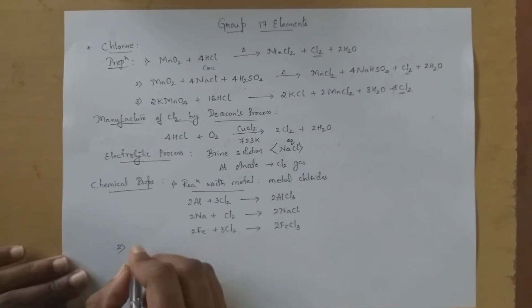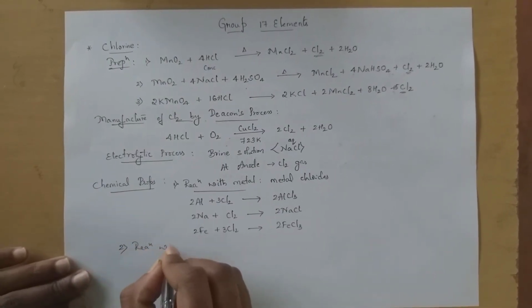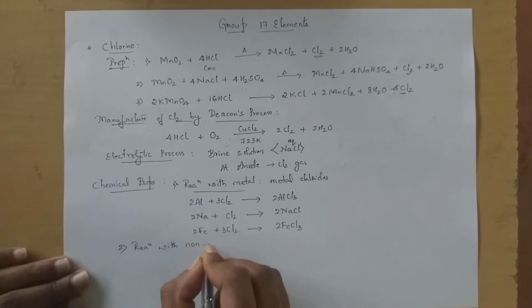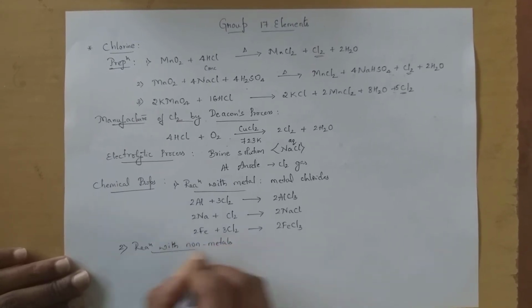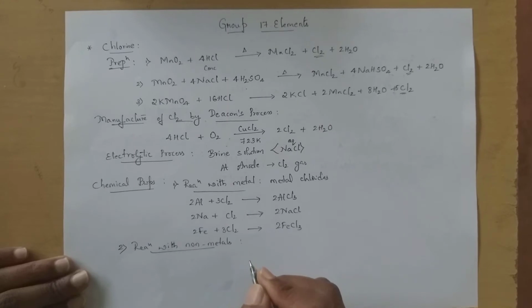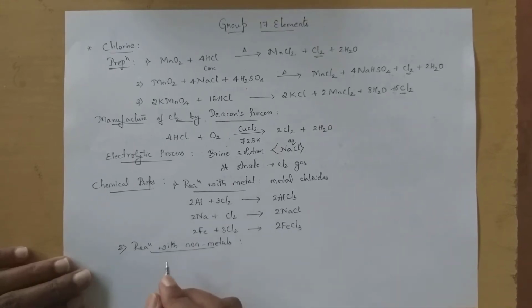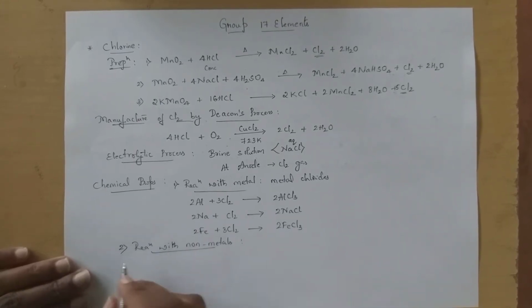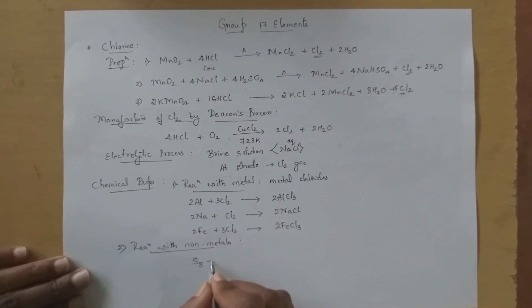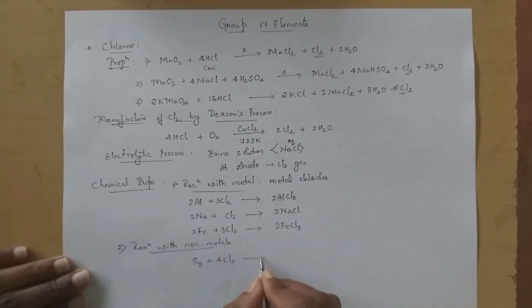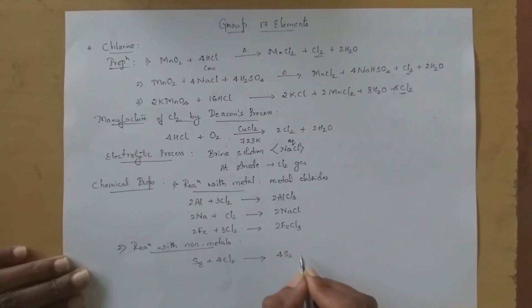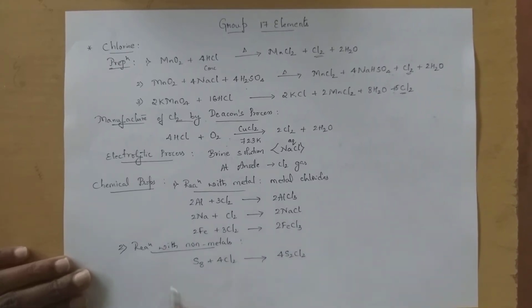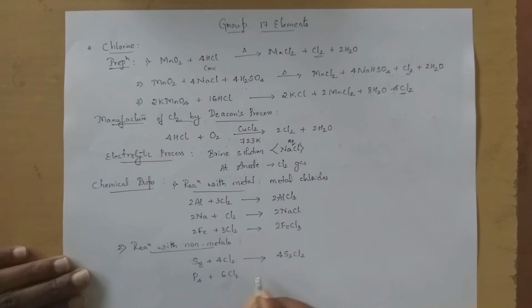Next, with respect to non-metals, how does chlorine react with non-metals? It will form non-metal chlorides, that is sulfur S8 combines with Cl2 to give S2Cl2, sulfur chloride. Then phosphorus combines with chlorine to form phosphorus trichloride.